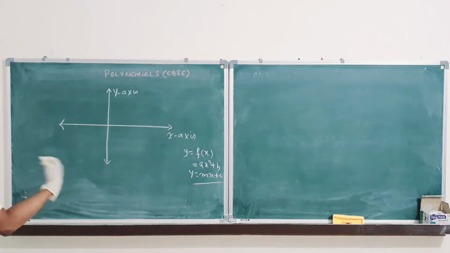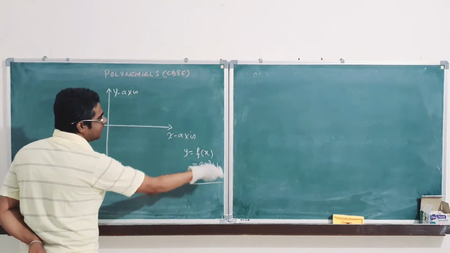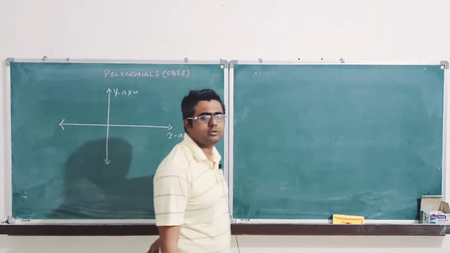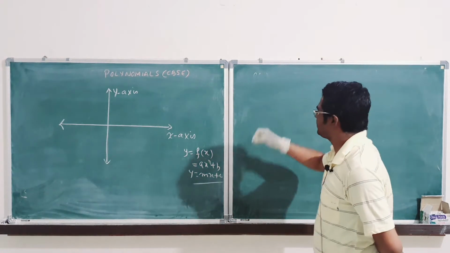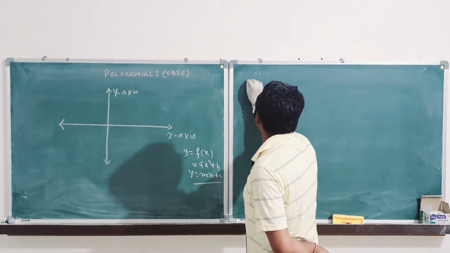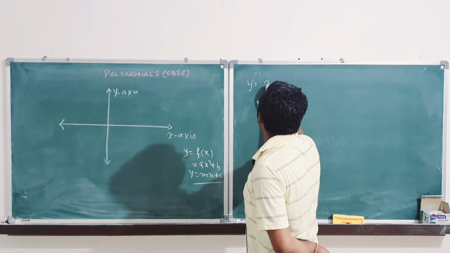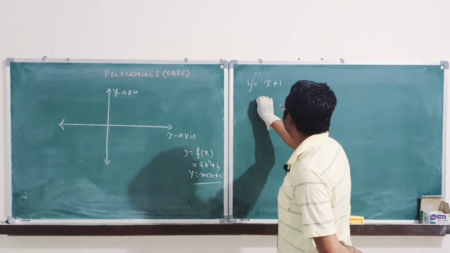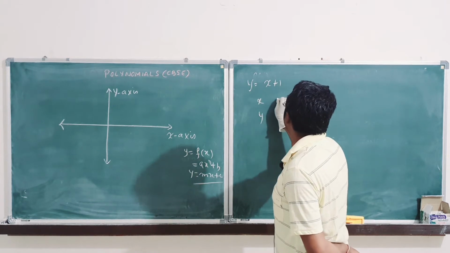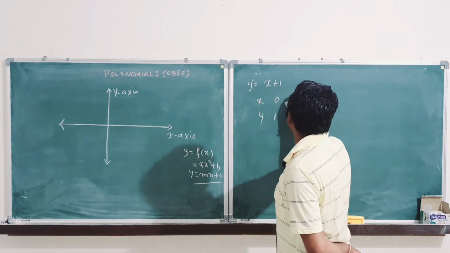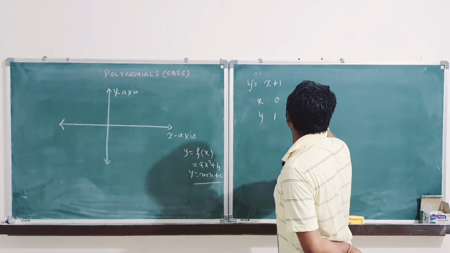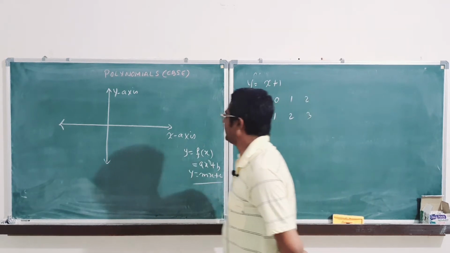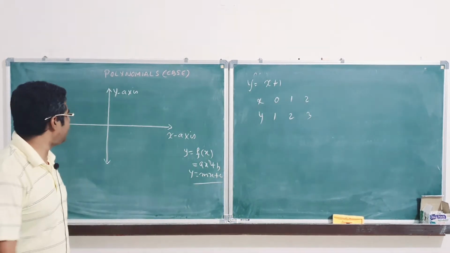So if you plot this y is equal to ax plus b, how will you plot? Suppose I am taking a simple equation over here, y is equal to x plus 1. If I want to plot this, what I will do? I will make a table of x and y. First x is equal to 0, y is equal to 1; x is equal to 1, y is equal to 2; x is equal to 2, y is equal to 3. So I will take 3 points and plot them for this equation.